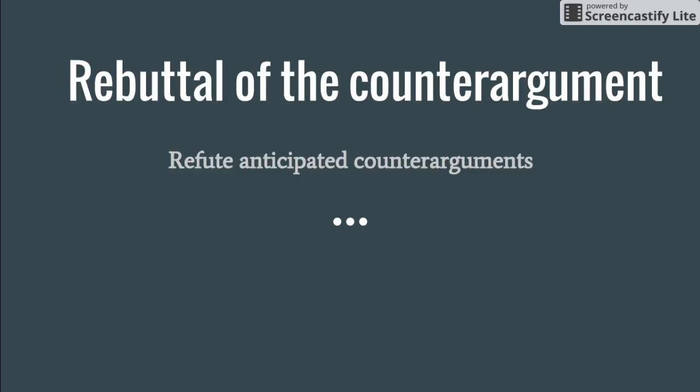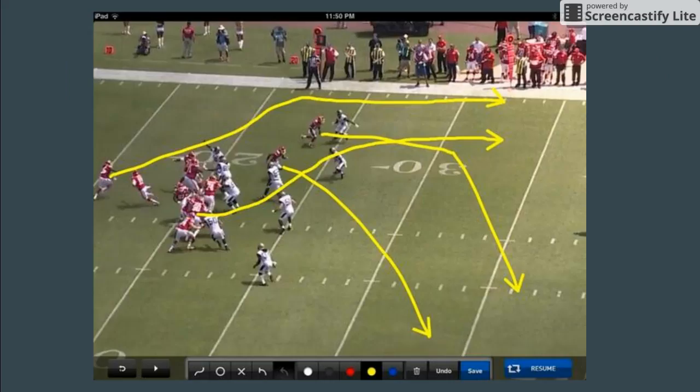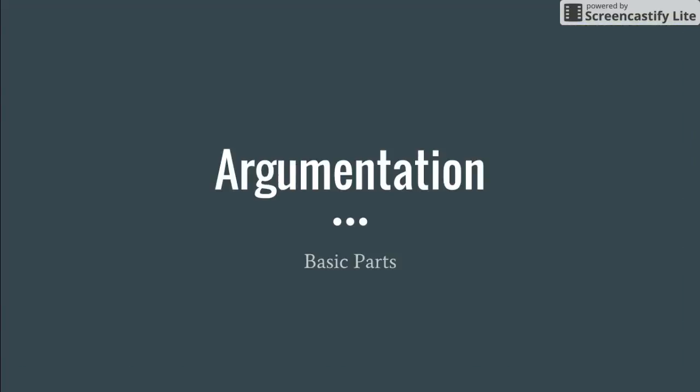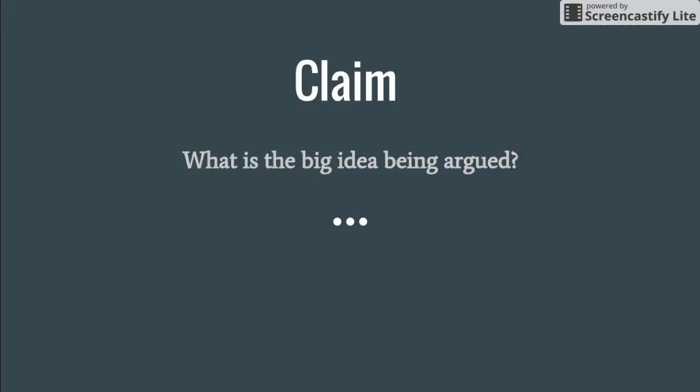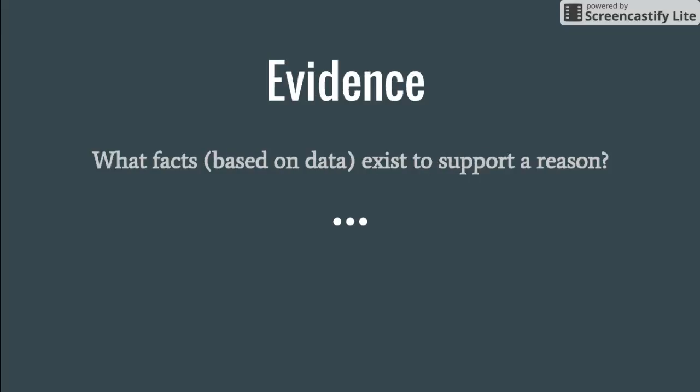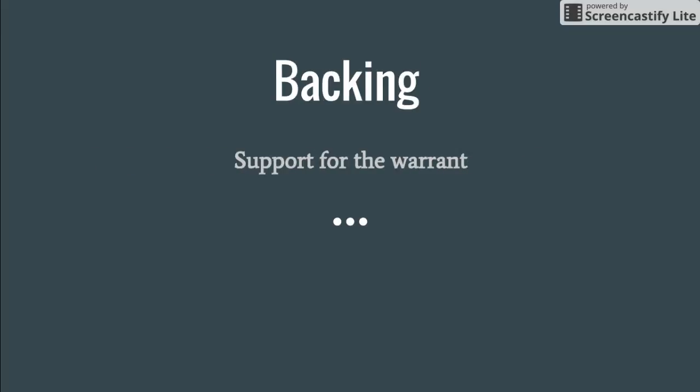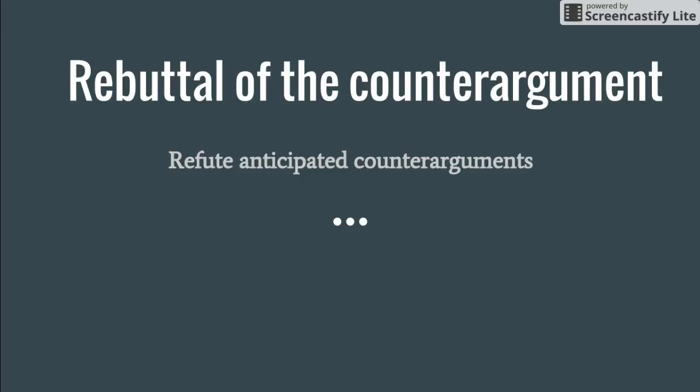Okay, that concludes the short tutorial. I want you to go ahead and refine your writing a little bit. I want you to go ahead and revise your original argument for these 6 elements: the claim, the reason, the evidence, the warrant, backing, and a rebuttal of the counterargument. Can you come up with these 6 things in a paragraph?